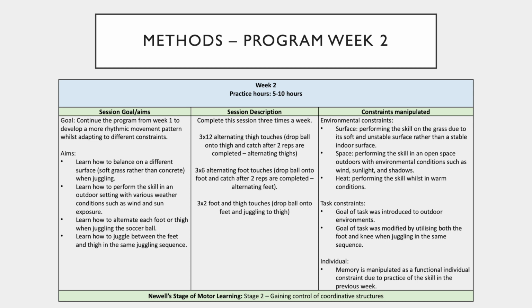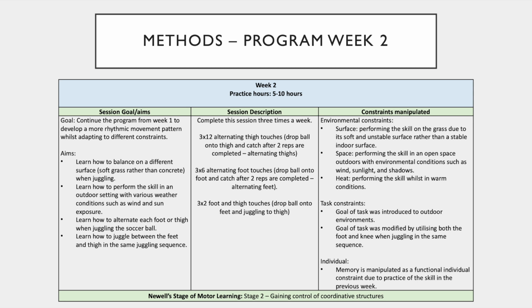The surface and the space of the environment was altered, where the learner engaged in the program outdoors in an open environment on grass. This type of surface is quite soft and unstable, and therefore it will challenge the learner's coordinated patterns. In addition to this, the outdoor environment leads to multiple distractions such as wind, sunlight, various shadows, and ultimately heat, which can affect the learner's ability to perform the skill.